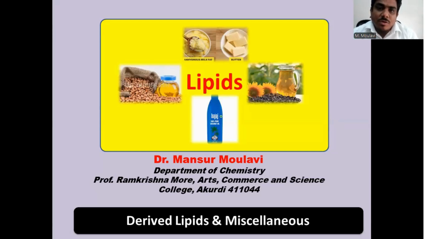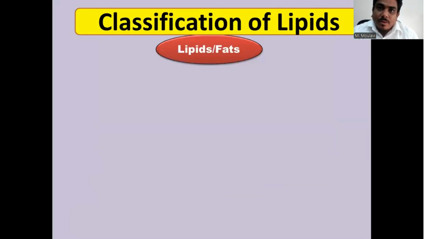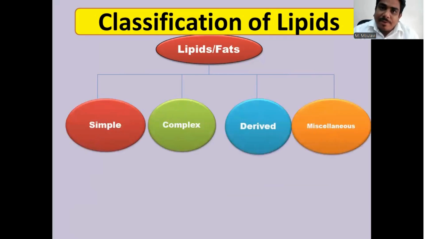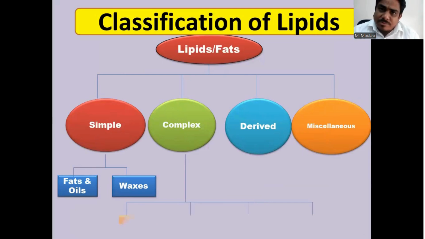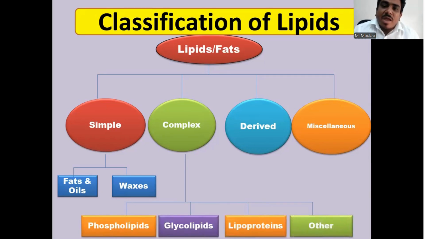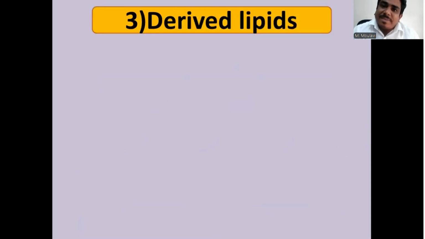It is our fourth lecture on lipids, and in this lecture we will cover the derived lipids and the miscellaneous lipids. Here we are again revising the classification of lipids. Lipids are of four types: simple lipids, complex lipids, derived lipids, and miscellaneous lipids. Simple lipids are of two types: the fats and oils, and the waxes. The complex lipids are of four types: phospholipids, glycolipids, lipoproteins, and other complex lipids. In this lecture, we are covering the derived lipids and the miscellaneous lipids.